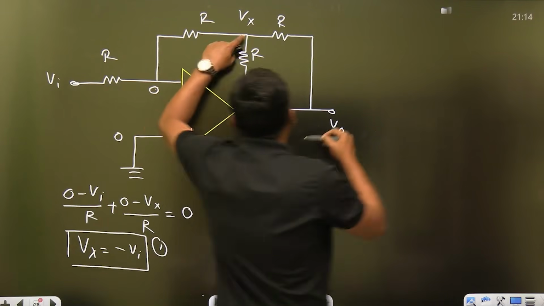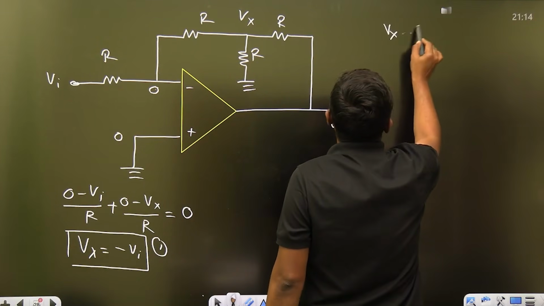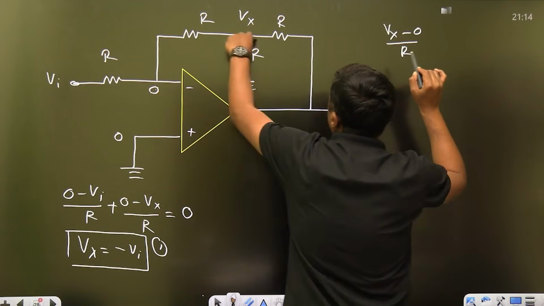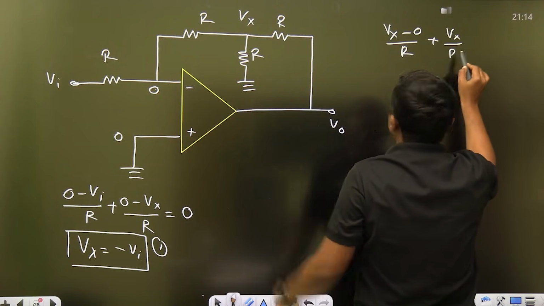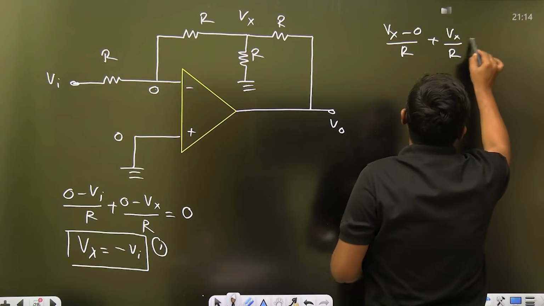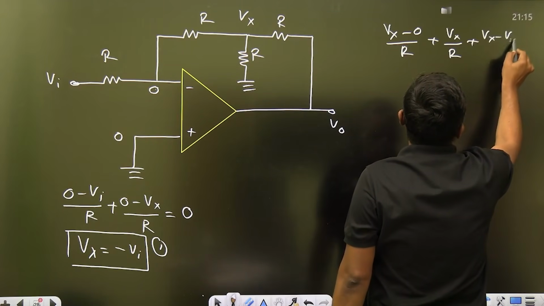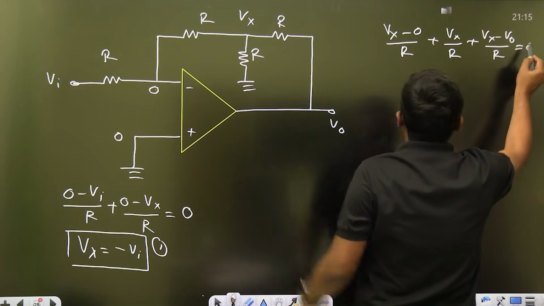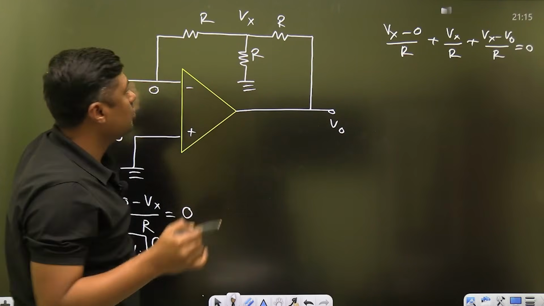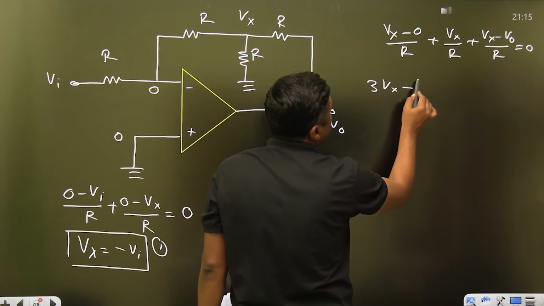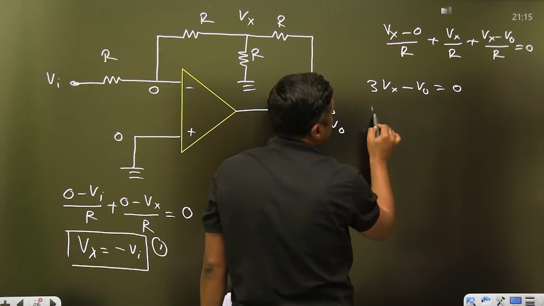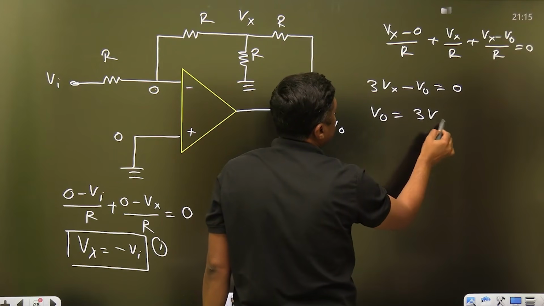Second, write down the value here. Vx minus 0 upon R, plus Vx upon R, plus Vx minus V0 upon R is equal to what? 0. R cancels. 3Vx minus V0 is equal to 0. So V0 is equal to 3Vx.